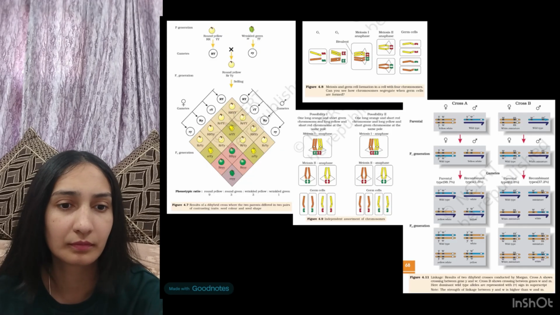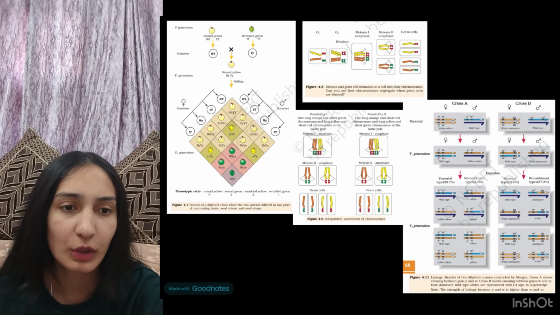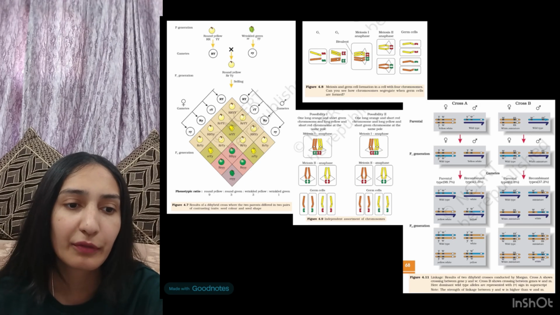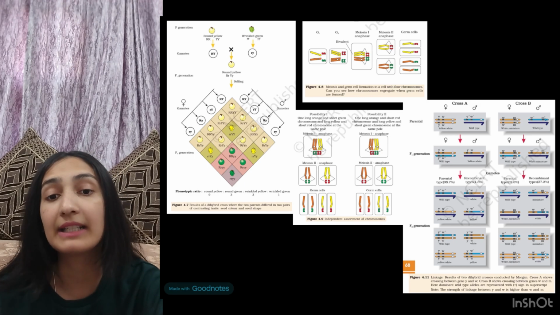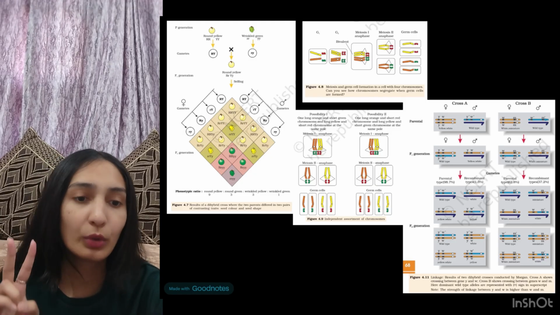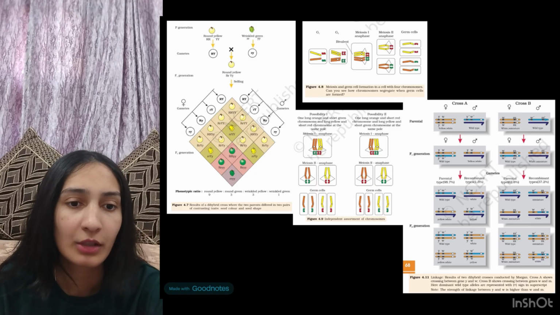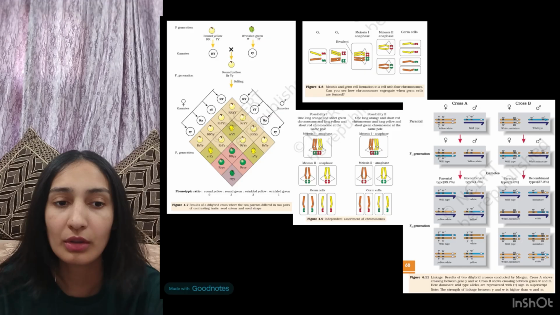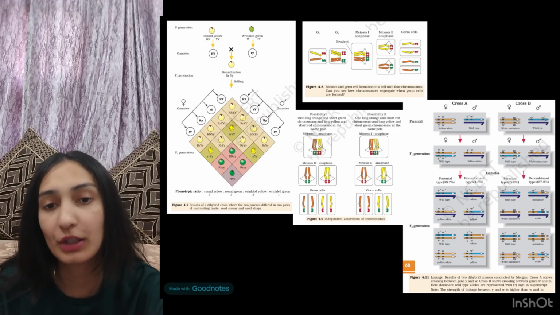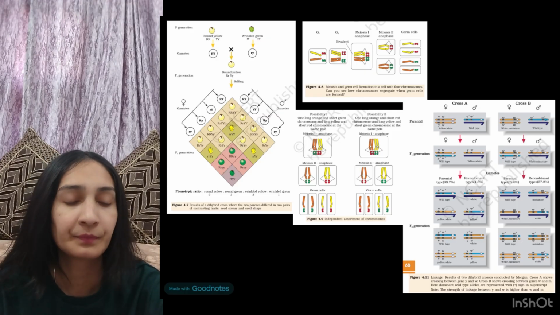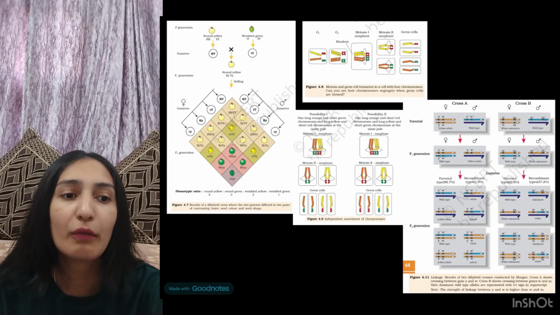Now in figure 4.7 you can see the results of a dihybrid cross where two parents differed in two pairs of contrasting traits, that was seed color and seed shape. Now we are taking two different traits. Okay. So what was the phenotypic ratio? It was 9:3:3:1. Then we have figure 4.8 where you can see meiosis and germ cell formation in a cell with 4 chromosomes.